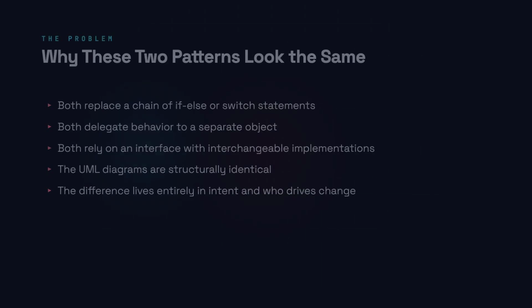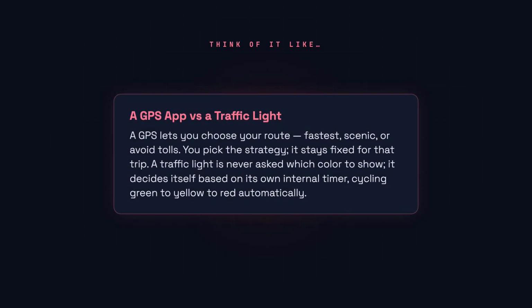Think about a GPS navigation app. You consciously choose a routing strategy, fastest route, fewest toll roads, and the app uses it. That choice is yours and it stays put. Now think about a traffic light. Nobody outside the light decides when it turns red. The light tracks its own internal state and transitions itself. That difference in who drives the change is exactly the distinction we care about.